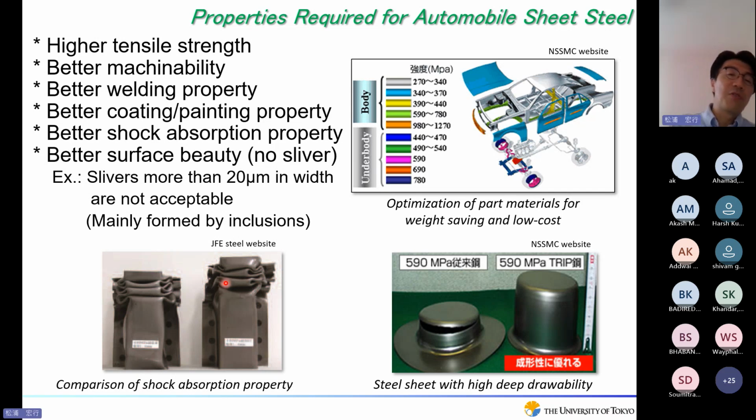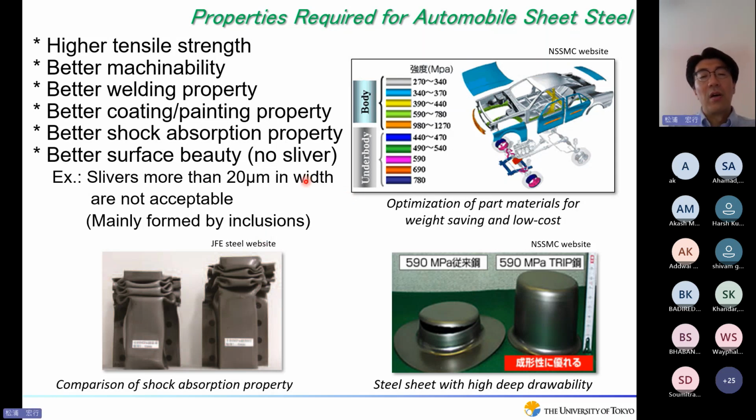And then, actually, some parts of the automobile are necessary to absorb the shock energy, the collision energy, for example. But some parts of the automobile are necessary to keep their shape in order to keep the people safe inside this automobile.